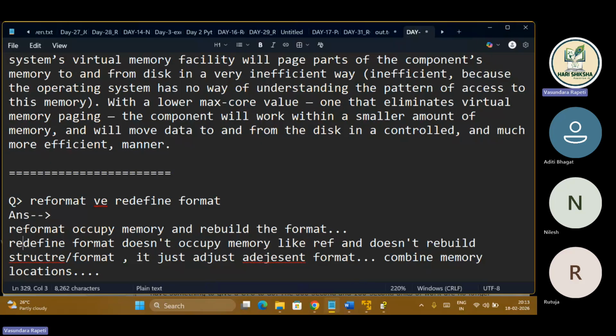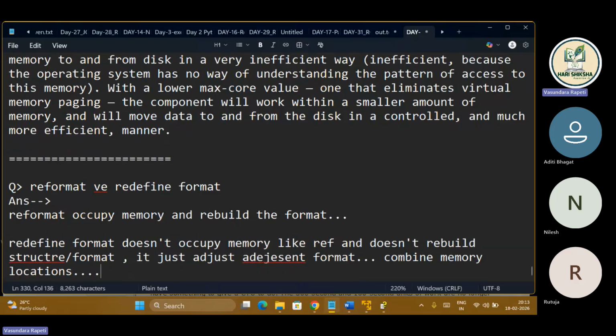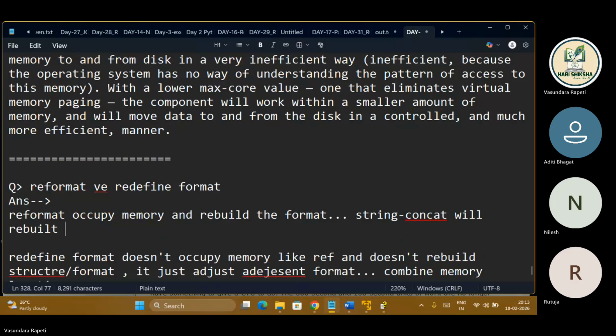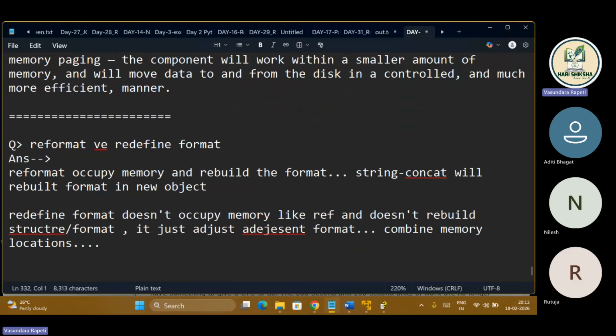Okay, but in string concat, it will rebuild the format, a new object. This is the difference. Then broadcast versus replicate.